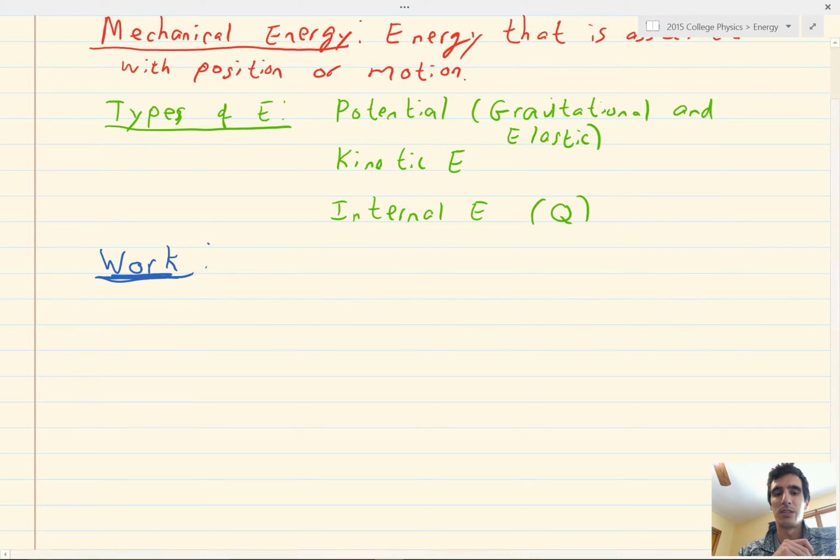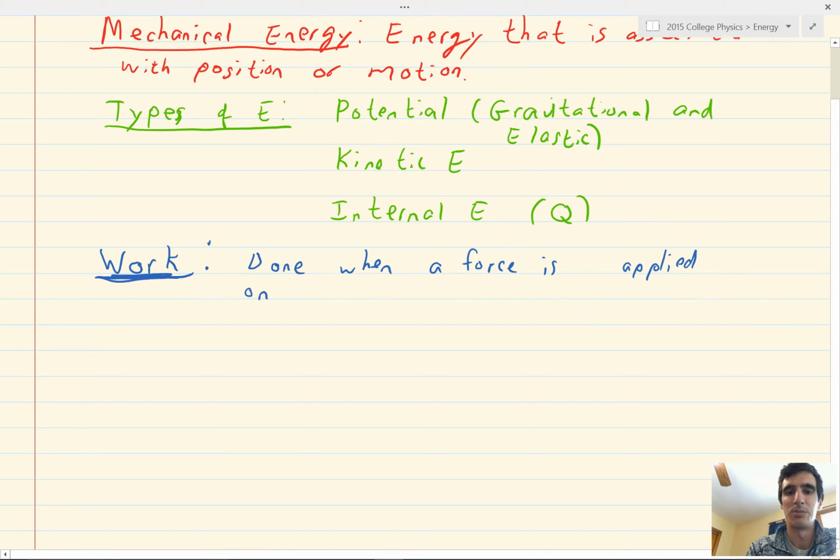In the previous unit, impulse and momentum, we looked at impulse, and that's how long you apply a force on an object, which was force times time. Work is very similar, except instead of how long you apply a force on an object, it's how far you apply a force on an object. So work is done when a force is applied on an object.